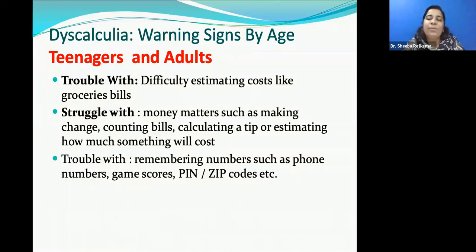And there'll be trouble with remembering numbers. How many of you forget your phone number? And how many of you still struggle to remember your car number? I know some people who use stickers on their car key, so that at night when the police stop them and they don't know their car number, they're not in trouble. So they write their numbers on the car key sticker and read it out. So this is a problem.